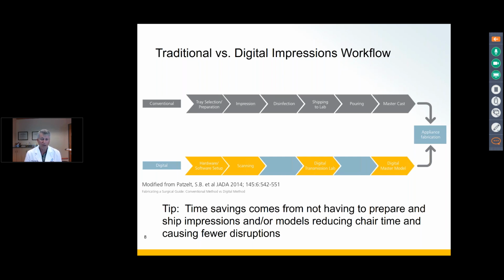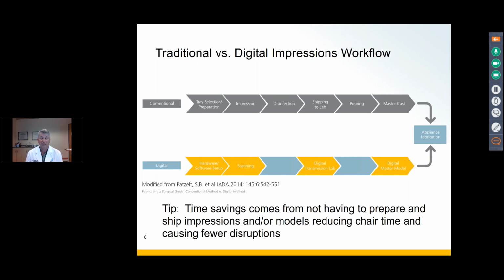If you take a look at the digital workflow, this is going to save you time because once you acquire the hardware and software to do the scanning, it is out of your office by way of email and sent to the digital lab, and it becomes the ownership of the lab, which is what I like about it. And then we're moving on to then having the digital master model, from which all appliances can be made. If you can think of anything you can make in your office with an alginate impression or a PVS impression, that also can be made with a digital scan. So the tip and something to remember for later, the time savings comes from not having to prepare and to ship impressions and our models.